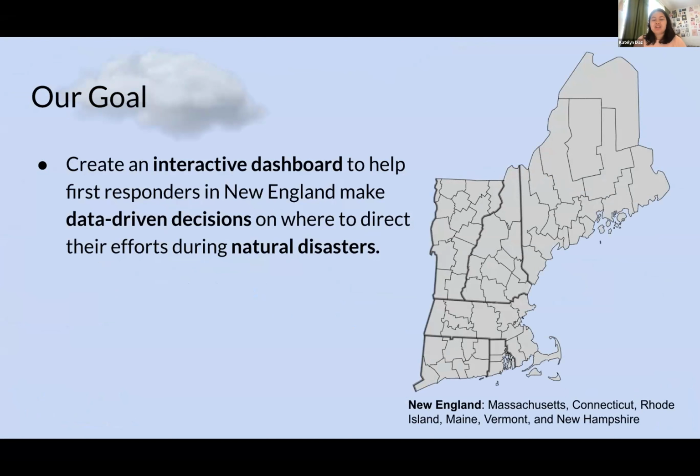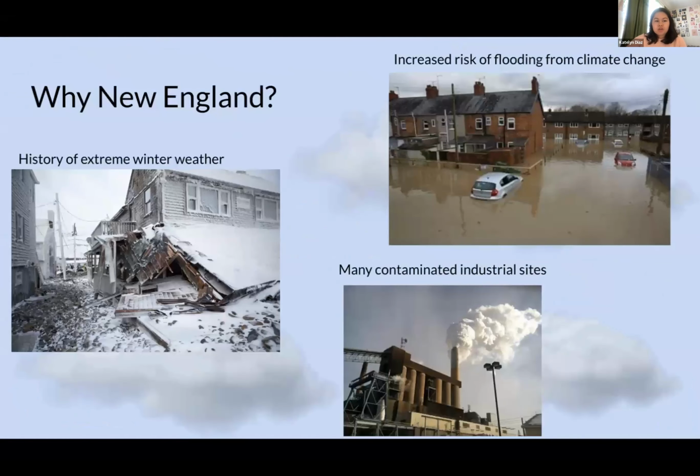And just as a reminder, New England consists of Massachusetts, Connecticut, Rhode Island, Maine, Vermont, and New Hampshire. So why New England? Well, first, Smith College is located there, so might as well choose a place close to home. But it has a history of extreme winter weather, such as hurricanes, freezing, winter storms, and droughts.